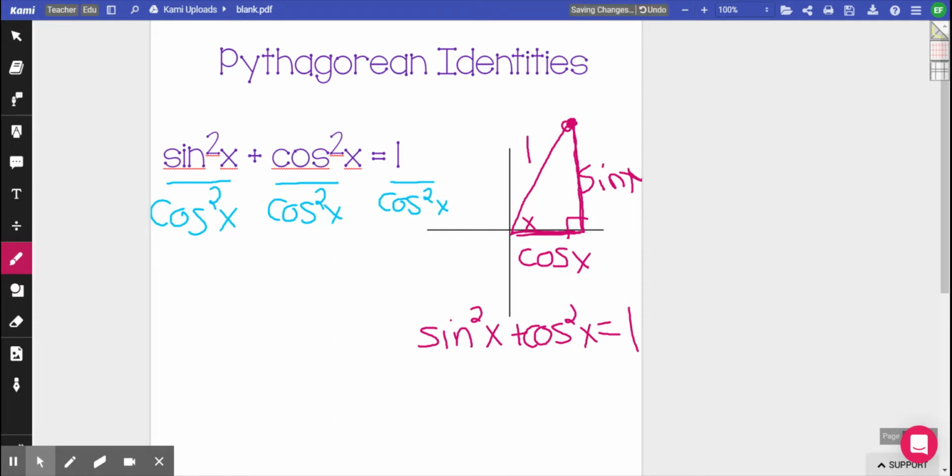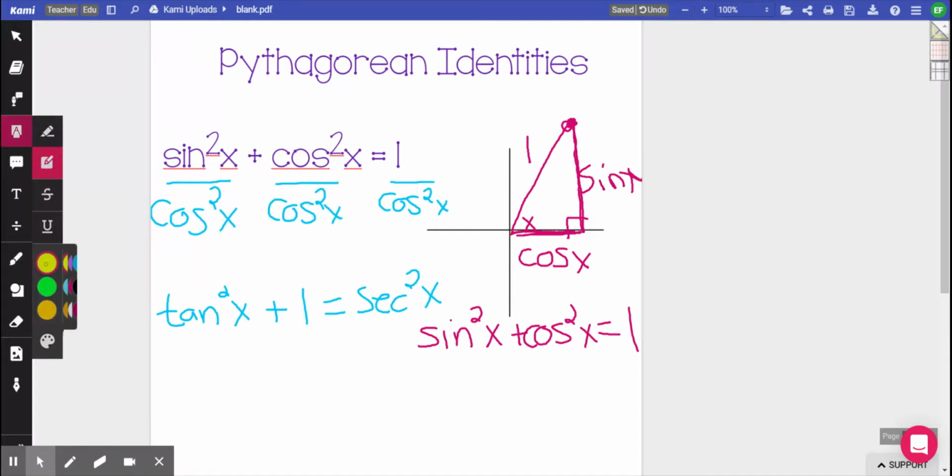Well, sine divided by cosine is equal to our tangent. So sine squared x divided by cosine squared x will be tangent squared x. Cosine squared x divided by cosine squared x, anything divided by itself, is just equal to 1. And 1 over cosine squared x, well, that's just really asking you for the reciprocal of cosine, which we went over those rules, and so the reciprocal of cosine is going to be secant. So 1 over cosine squared x is going to be secant squared x. That's our second Pythagorean identity.